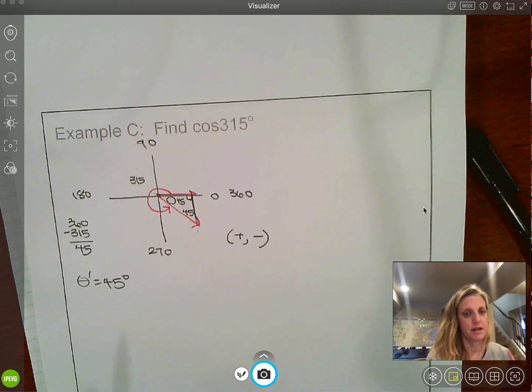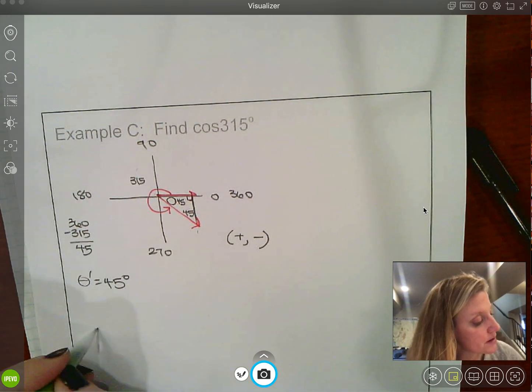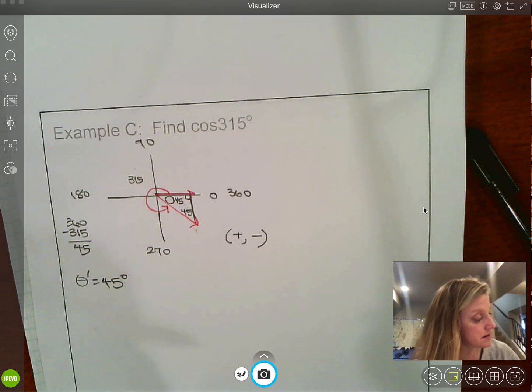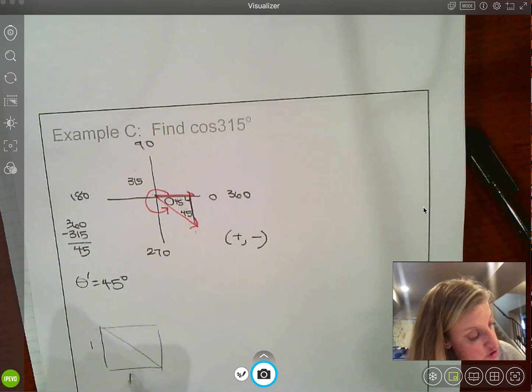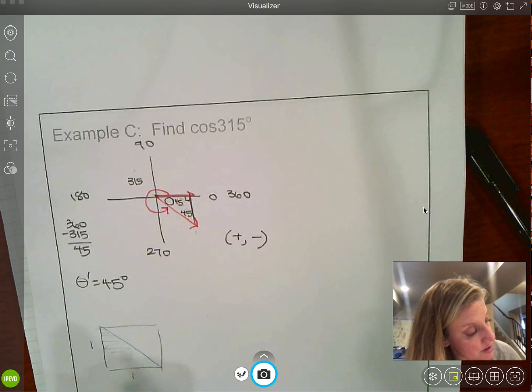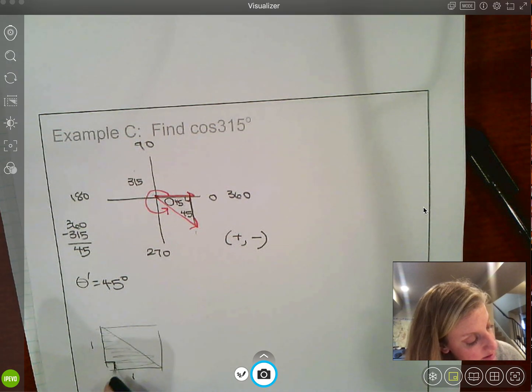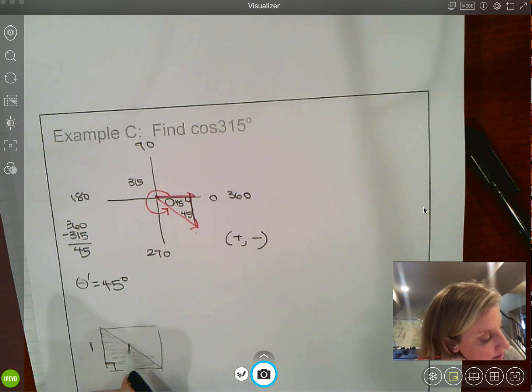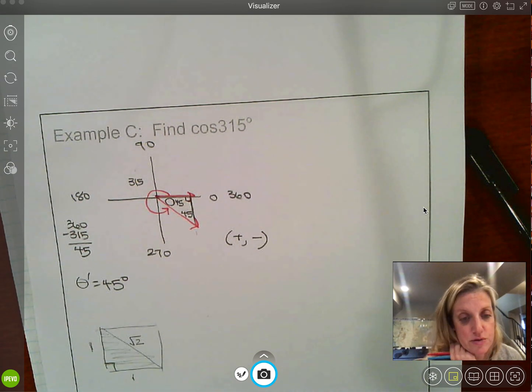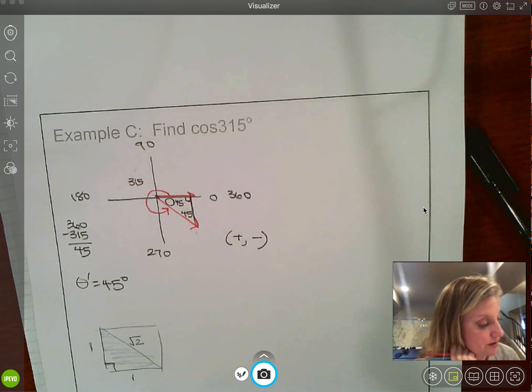Sorry, I wish I had made that bigger. So let's remember our special right triangles. A 45, 45, 90 comes from taking a square, cutting it in half. So that means if you're looking at this right triangle here, the legs, those are the two sides that connect that right angle, will be 1. And then if you remember, the hypotenuse is a root 2 for a 45, 45, 90.